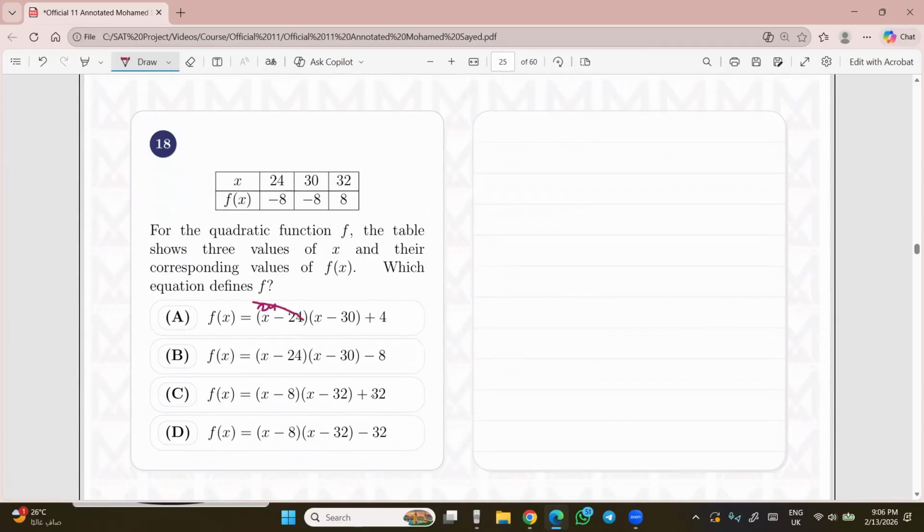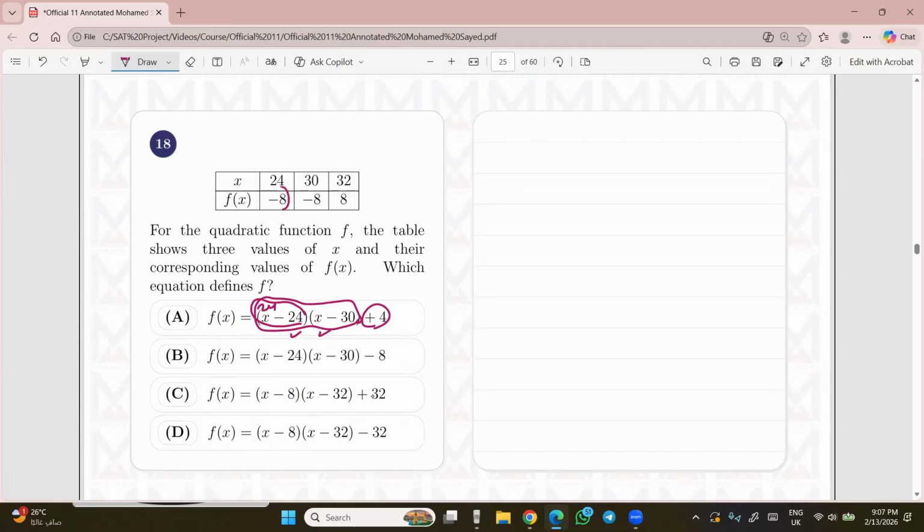Because this is 0, all of this will be 0, because 0 times anything is equal to 0. So if you replace x with 24, 24 minus 24 will be 0. That makes all of this 0 because these are two factors multiplied together. And then the answer is 4.